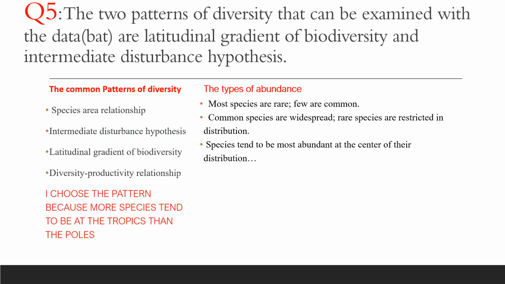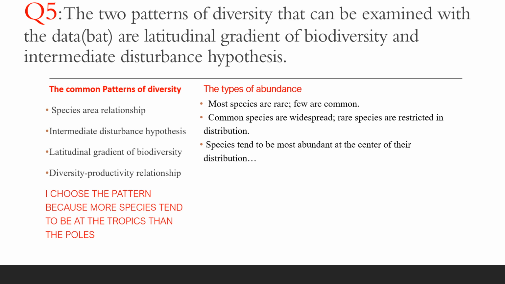4 patterns of biodiversity. They have the species area relationship, intermediate disturbance hypothesis, latitudinal gradient of biodiversity, and diversity productivity relationship. Then the types of abundance are: most species are rare, few are common. Common species are widespread, rare species are restricted in distribution. And lastly, species tend to be the most abundant at the center of their distribution.